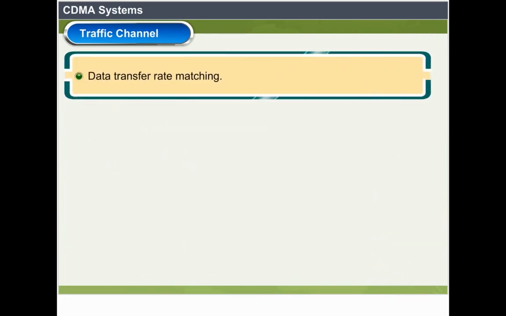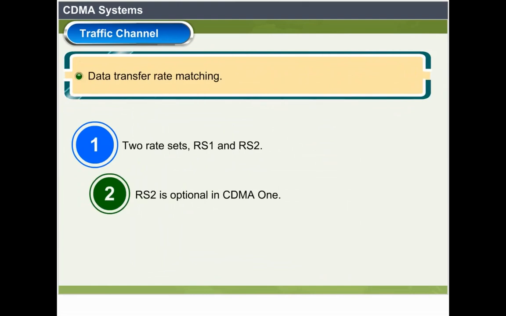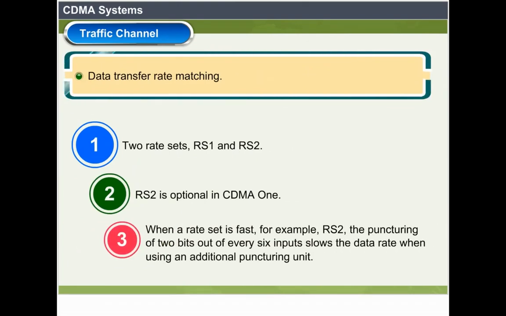Data transfer rate matching. Two rate sets, RS1 and RS2. RS2 is optional in CDMA1. When a rate set is fast, for example RS2, the puncturing of 2 bits out of every 6 inputs slows the data rate when using an additional puncturing unit.